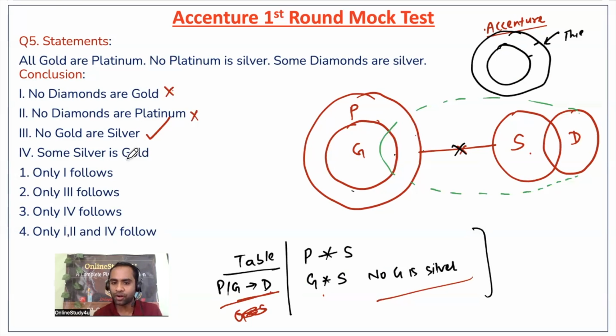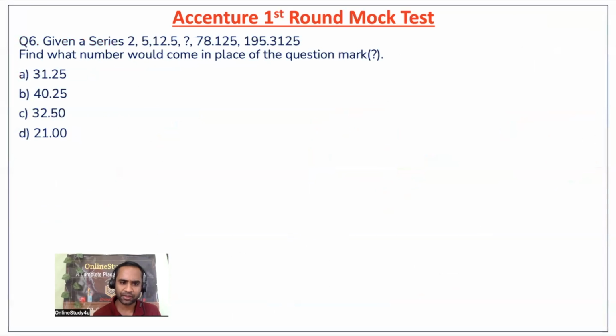Some silver is gold, right? See, when you are seeing no gold or silver, then you cannot say some silver is gold. Okay, that is very, very clear. So here only conclusion 3 follows, option 2 will become the correct answer, right? Okay, so this was one of the wonderful questions.